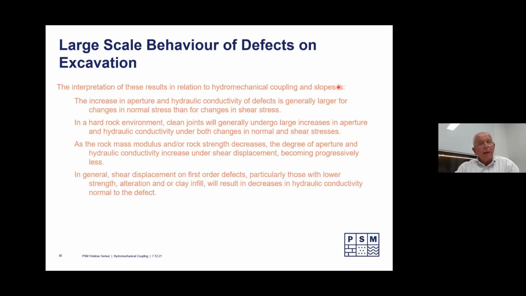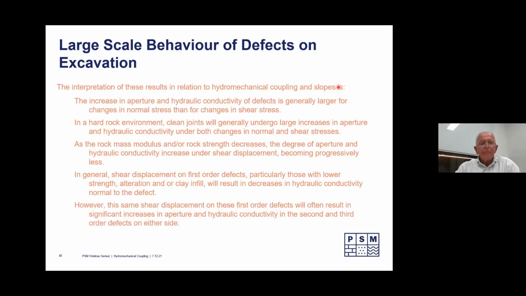And in general, when we have very large defects, so in the geological hierarchy, those ones I was talking about as number 5, right up the right-hand end in that model I showed you earlier, if we have any sorts of strength alteration or clay infill, then we're normally going to get a decrease in the hydraulic conductivity for flow normal to the structure, but an increase parallel to the structure. And that's what's shown in that next point.